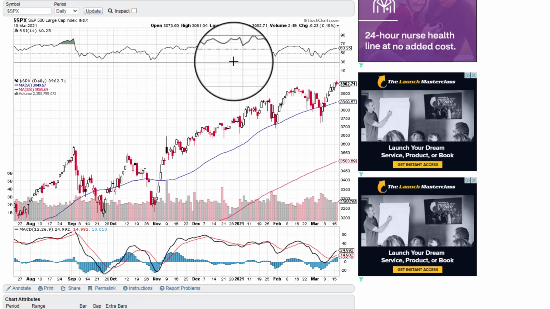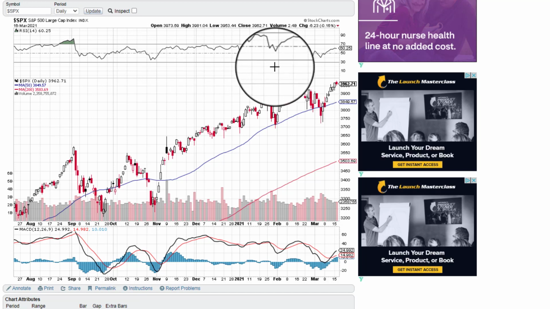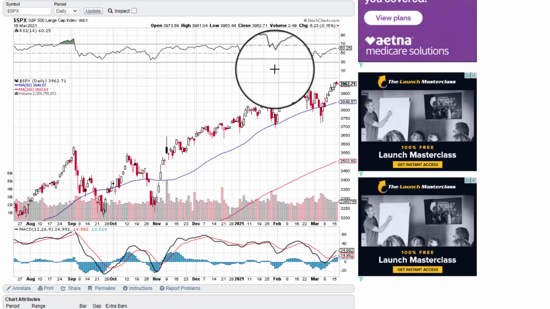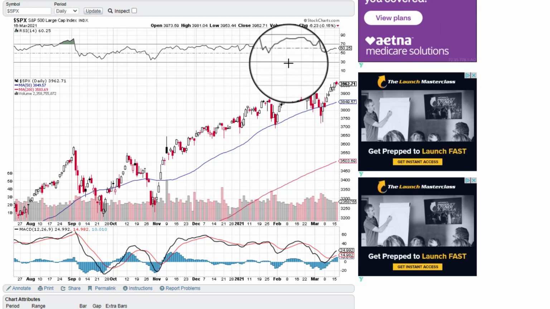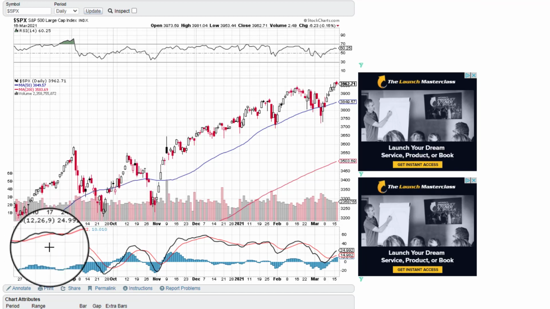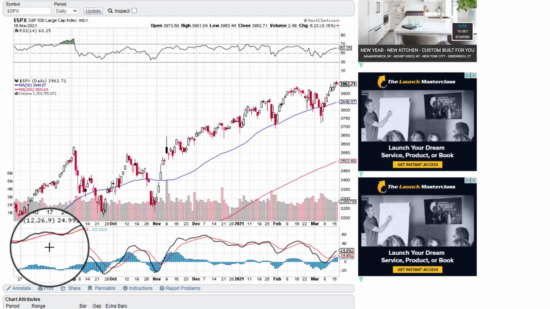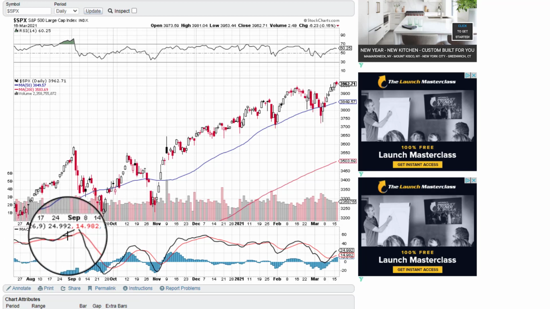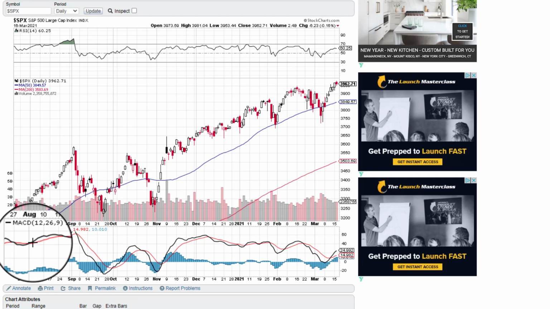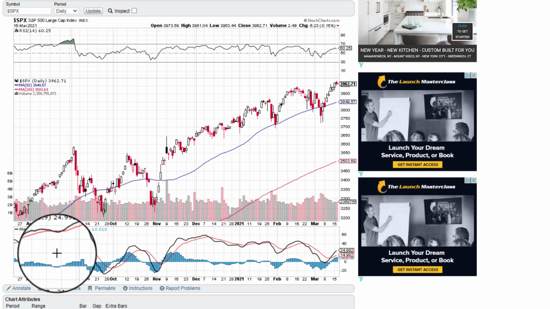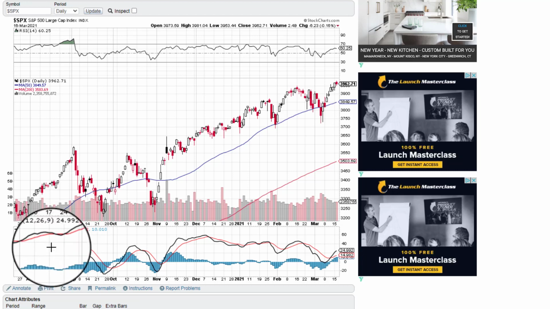If it was to drop down below 30, that's when we are in oversold territory, but it doesn't really trigger a signal until it comes back up and crosses above the 30 line again. If we look down below, this is the MACD. This helps to determine trend if these lines are going up, and it also helps to determine momentum. And we can see, is the dark black line above the red line? That means the momentum and the trend are up.